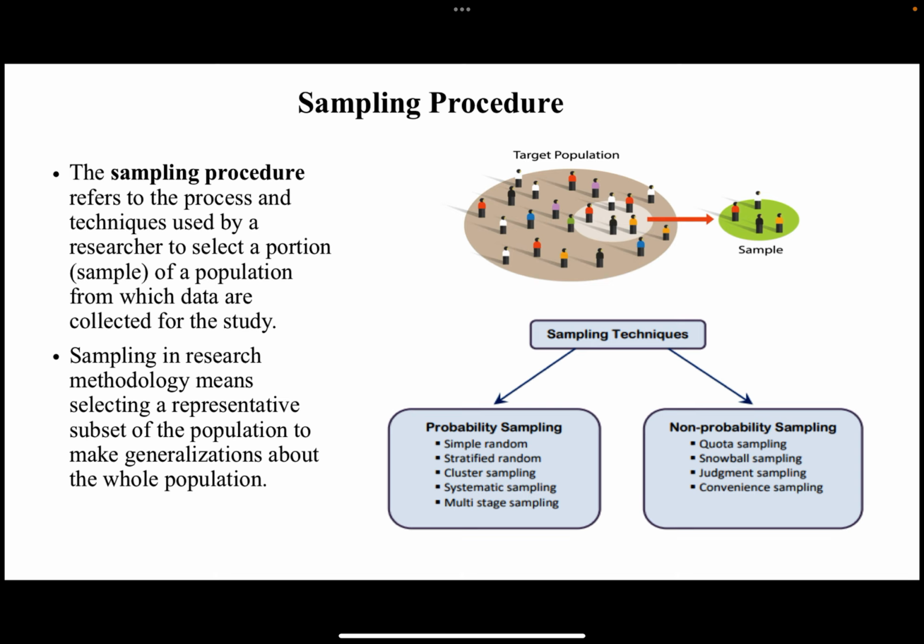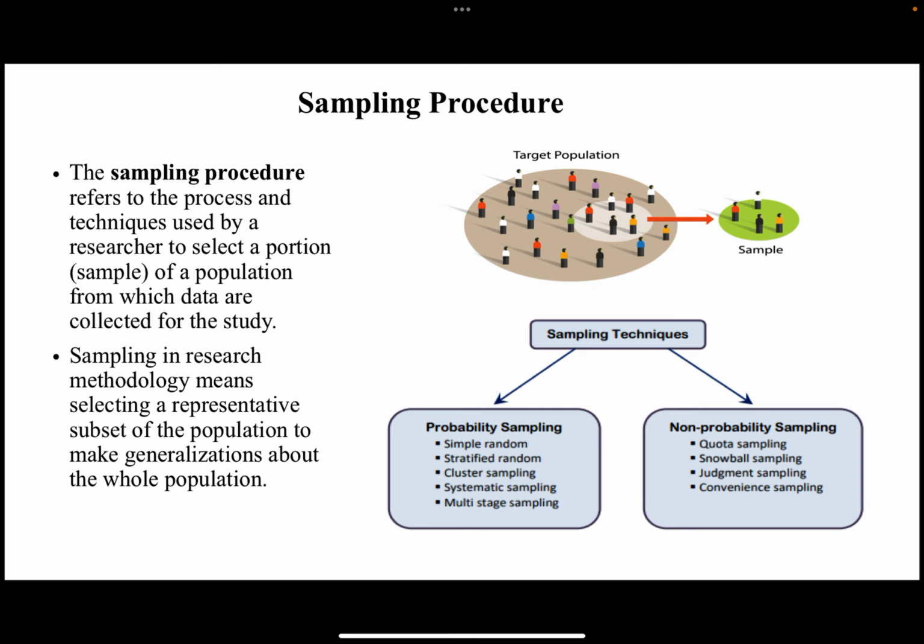And like I said, sampling is very important because it saves time, it reduces cost, it makes research manageable, and it helps you, the researcher, to still get reliable and valid results, even though you are not going to use the larger population. But in conducting a sampling, you'd be able to still get reliable and valid results.